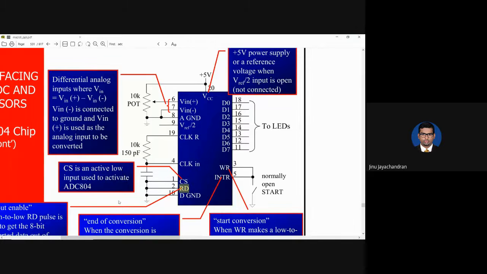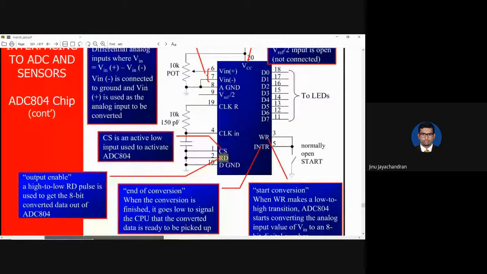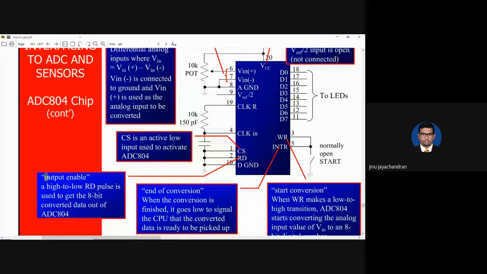Read is also output enable, which means that if you make the signal high to low in read, then whatever input you have given in Vin plus and Vin minus will be converted to digital and be available at the outputs D0 to D7. And you will also get an interrupt saying that my conversion has finished.